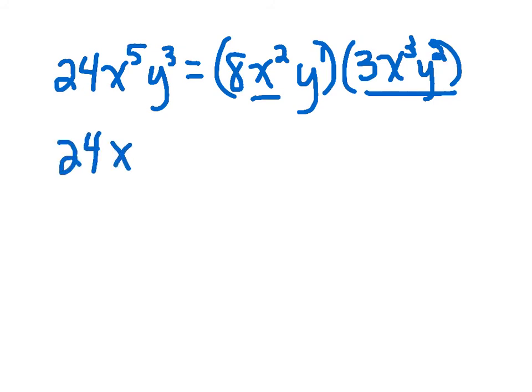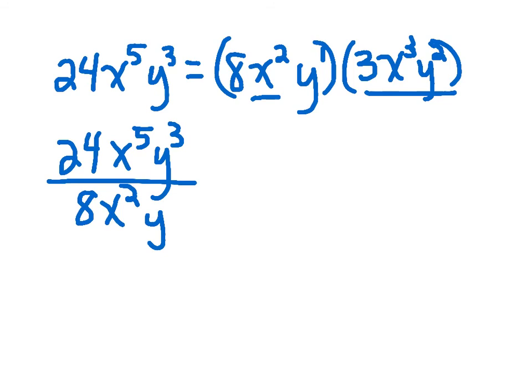Others look at this and say, well, I know if I want to find out what times 8x squared y equals 24x to the 5th y to the 3rd, I can divide by 8x squared y and find my answer. 24 divided by 8 is 3. X to the 5th divided by x to the 2nd is x to the 3rd. Y to the 3rd divided by y to the 1st is y to the 2nd. You can get the answer either way. It's just important that it makes sense to you.